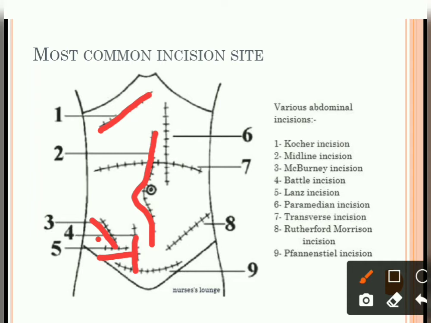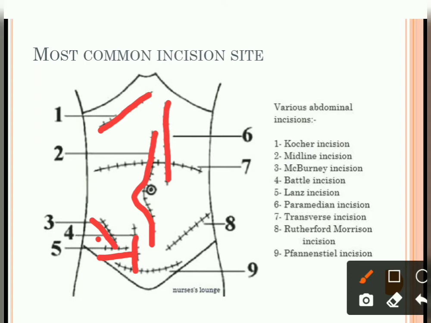Sixth, we have our paramedian incision. With our paramedian, pwede siyang maging lateral paramedian or medial paramedian. It is a surgical incision, especially of the abdominal wall, close to the midline.